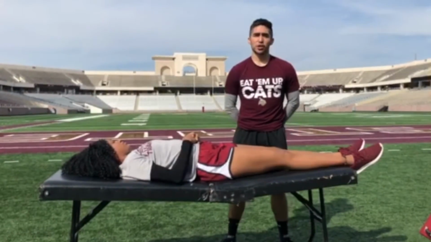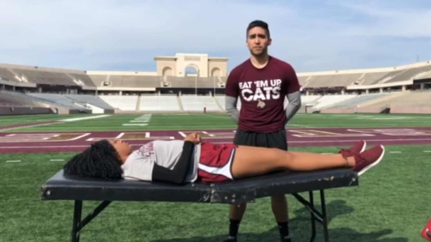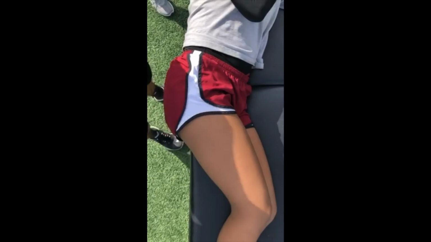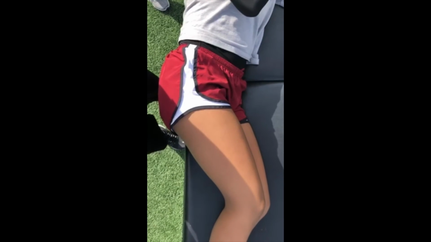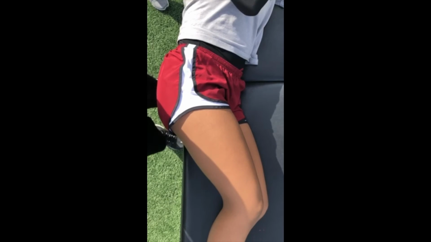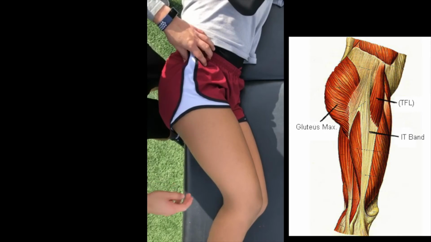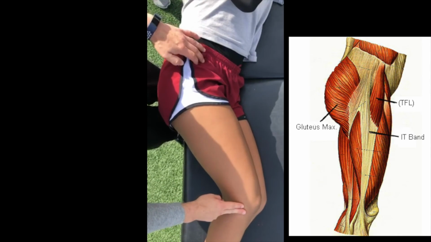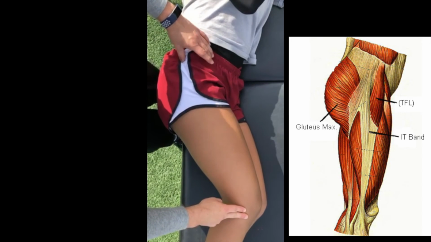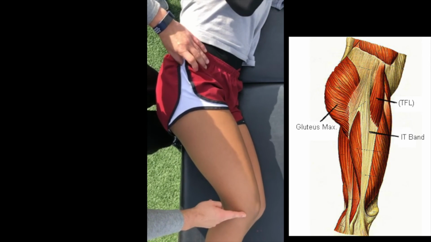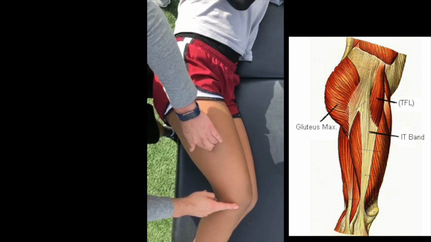So our final palpations are going to be our tensor fasciae latae and your iliotibial band, also known as your TFL and your IT band. For this palpation, you're going to have your patient in a side lying position. The TFL is going to essentially turn into the IT band, so they're both going to have the same origin and insertion. They're both going to originate at your ASIS, and they're going to insert at the lateral epicondyle of your tibia. Both of these musculature are going to run down the lateral aspect of your thigh. So you're going to find your ASIS, find the lateral epicondyle of your tibia, and you're going to run your fingers down that lateral aspect, and right there should be your IT band and your TFL.